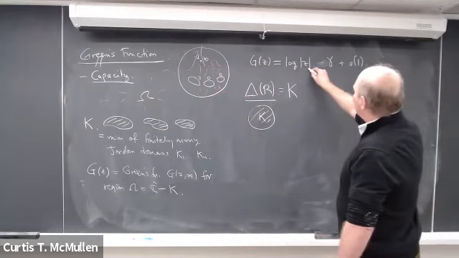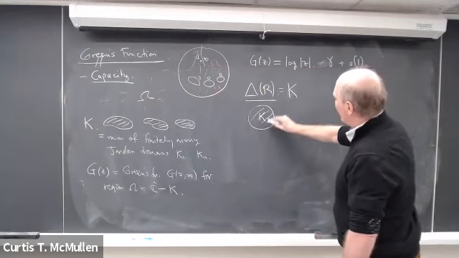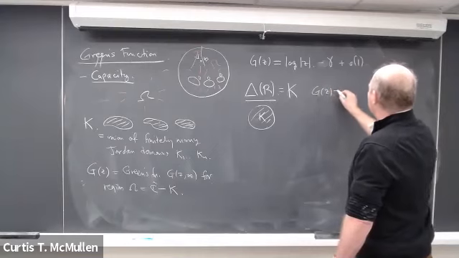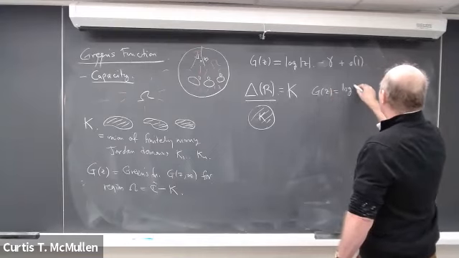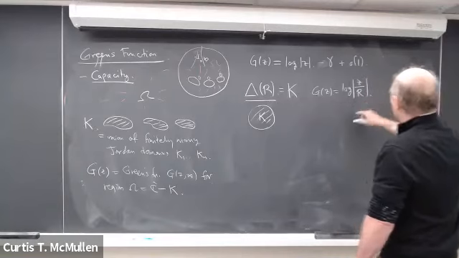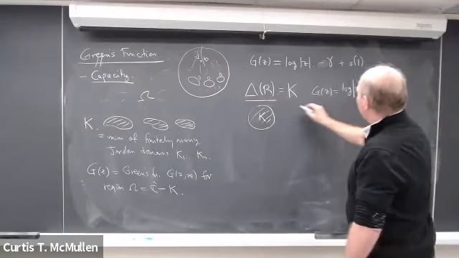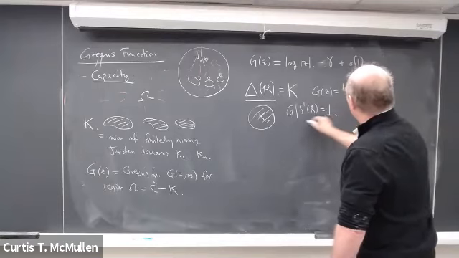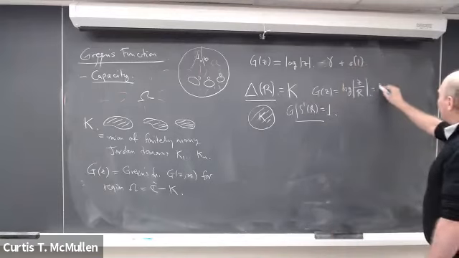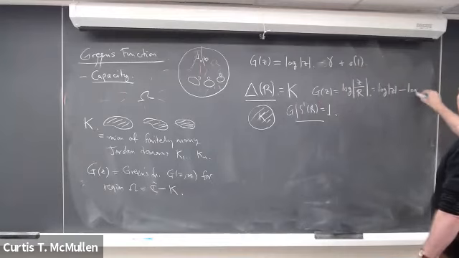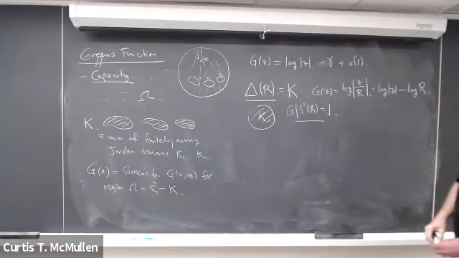Well, it should blow up like the log of the absolute value of z, but it has to vanish on the boundary of the disk of radius r. So for this K, g of z is nothing but the log of the absolute value z, but we divide by r. We divide by r so that g restricted to the circle of radius r is equal to 1. And what we get is exactly the log of the absolute value of z minus the log of r.